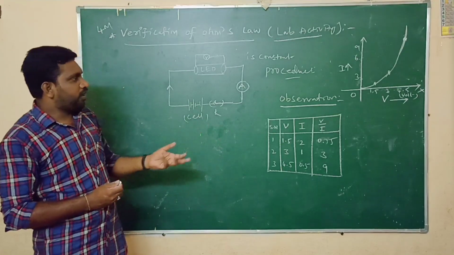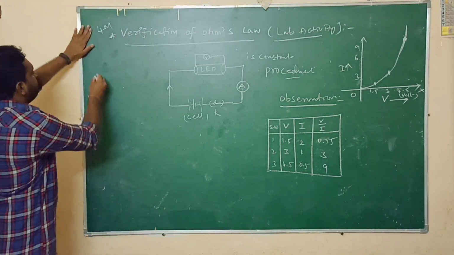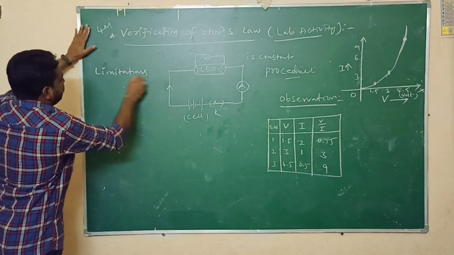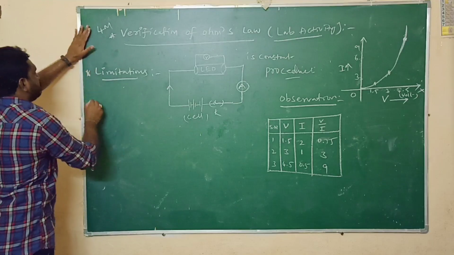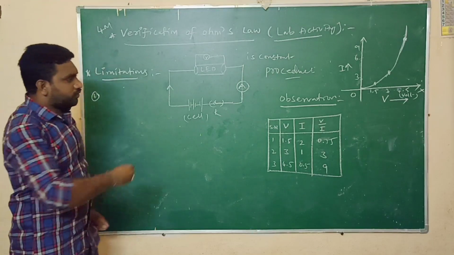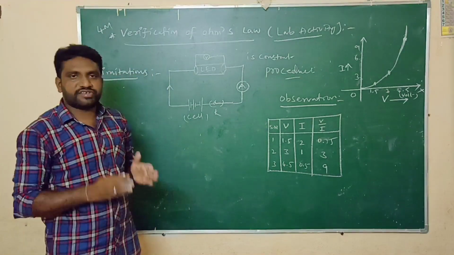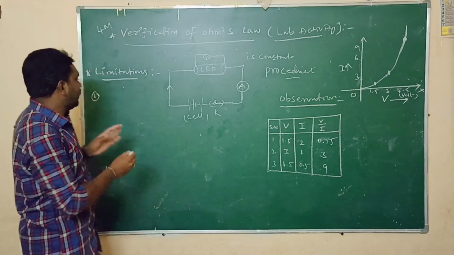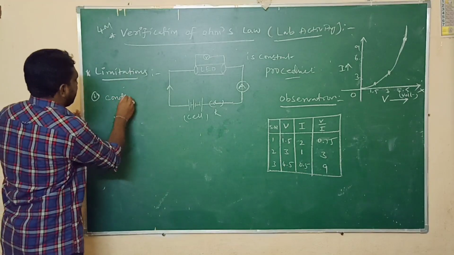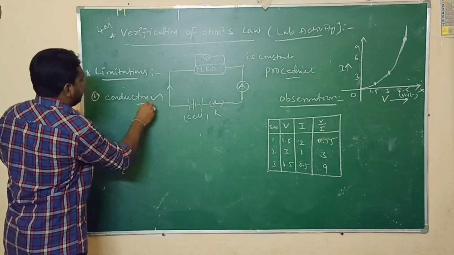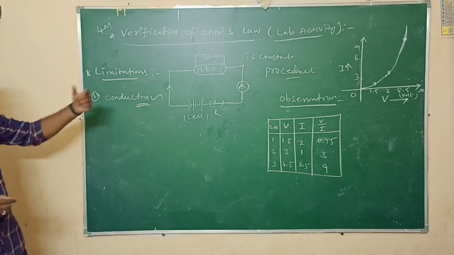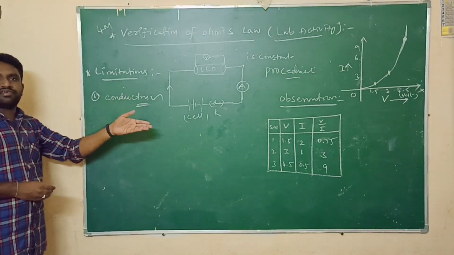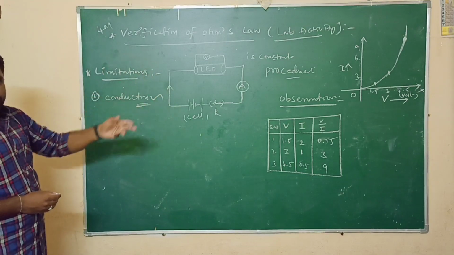So now I am going to explain the limitations of Ohm's law. Even though we verified Ohm's law in the case of conductors, it still has some limitations. So what are the limitations? Ohm's law is only applicable for conductors like metals. We cannot verify Ohm's law in the case of semiconductors and insulators like LEDs, diodes, all those things.